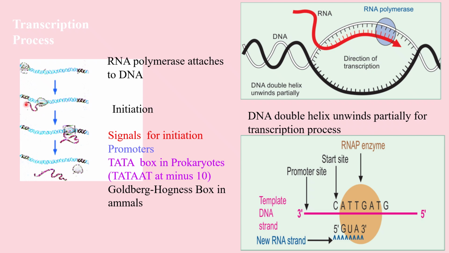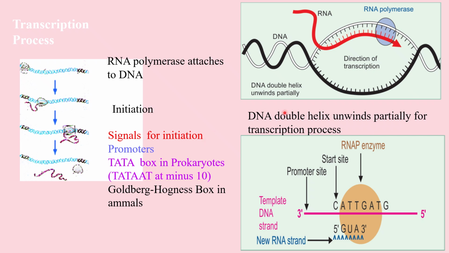So this is the promoter region, and this is the site of initiation of transcription, and this is the newly synthesizing RNA. This promoter region in prokaryotes is known as the TATA box because it contains the TATA kind of repetitive sequences which give a signal for initiation at the site. And among the eukaryotes, this promoter region is known as the Goldberg-Hogness box, right?